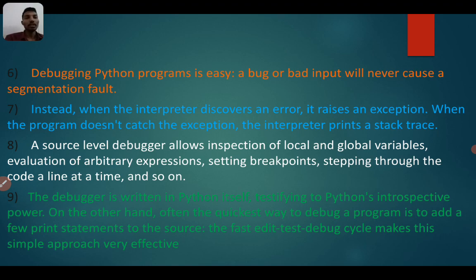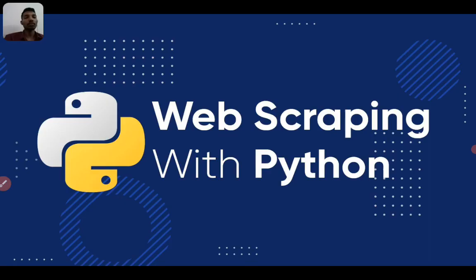On the other hand, often the quickest way to debug a program is to add a few print statements to the source. The fast edit test debug cycle makes this simple approach very effective.